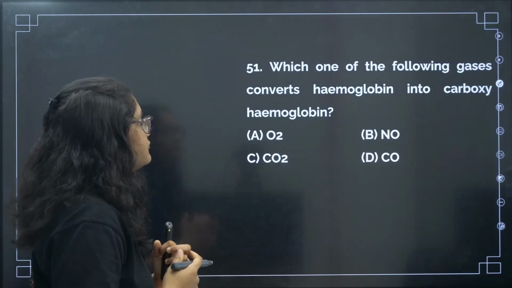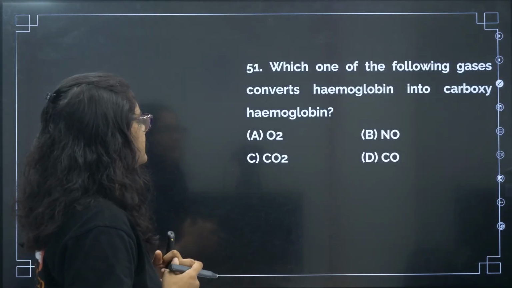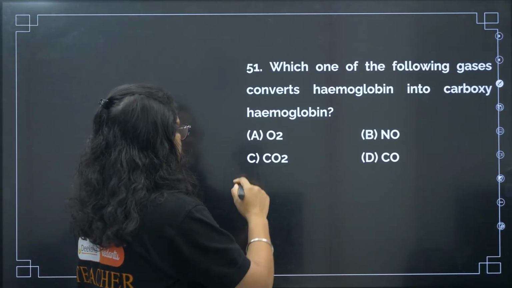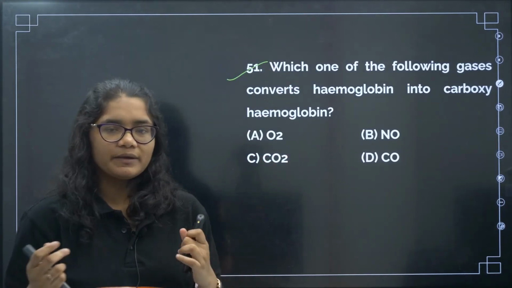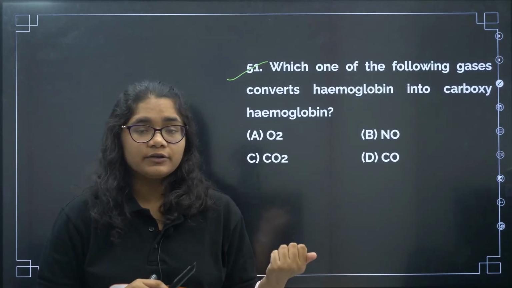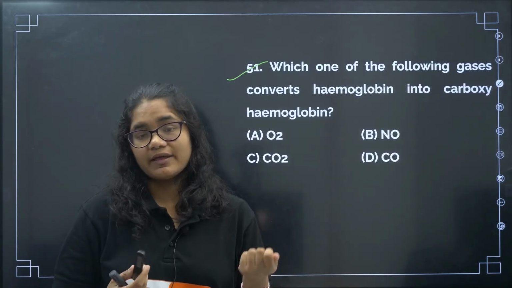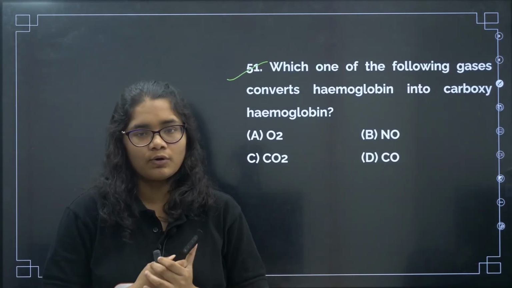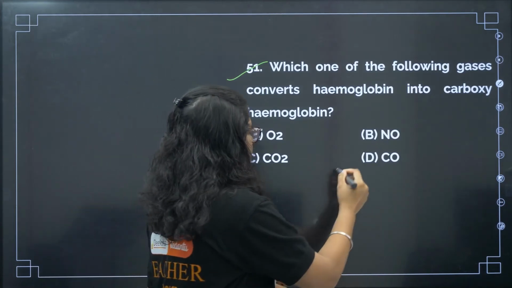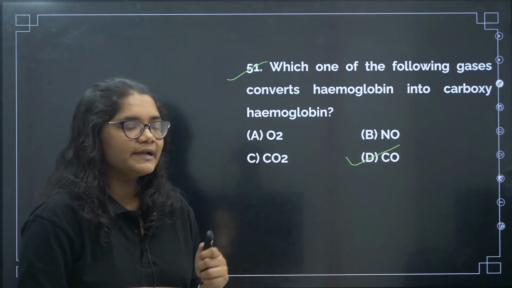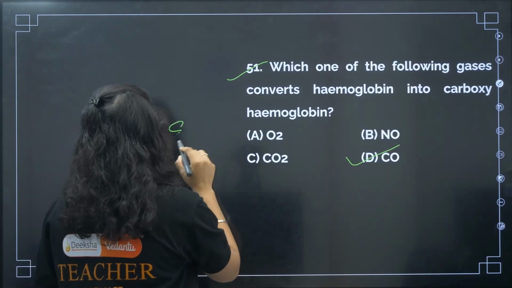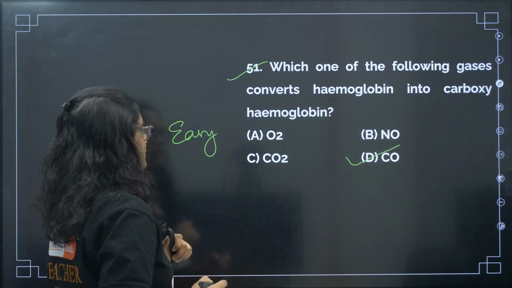Now coming to the 51st question: which one of the following gases converts hemoglobin to carboxyhemoglobin? Again, this is a very general question. Carboxyhemoglobin is produced when hemoglobin absorbs carbon monoxide gas, so the answer is carbon monoxide, option D. Again, a very easy, general knowledge question.